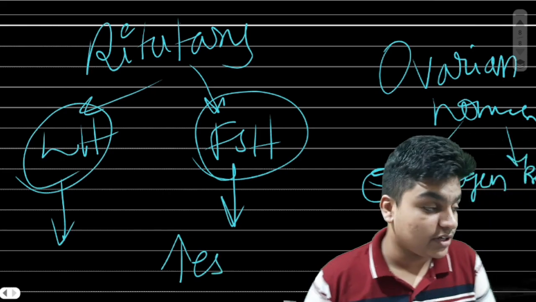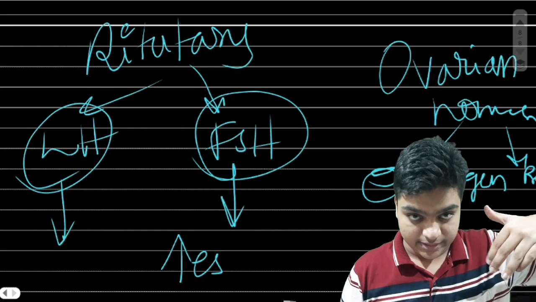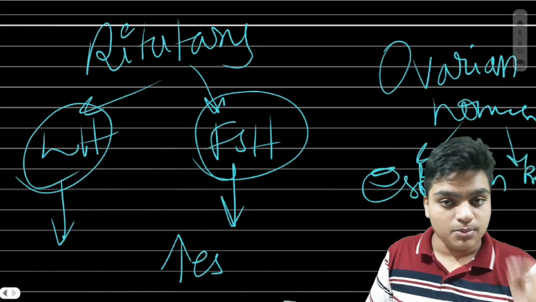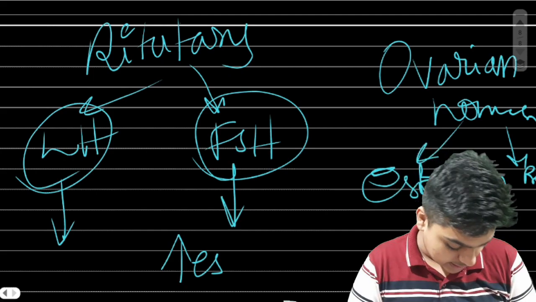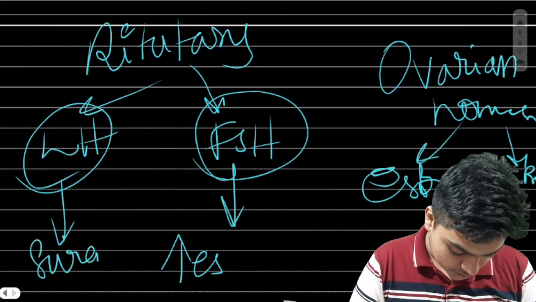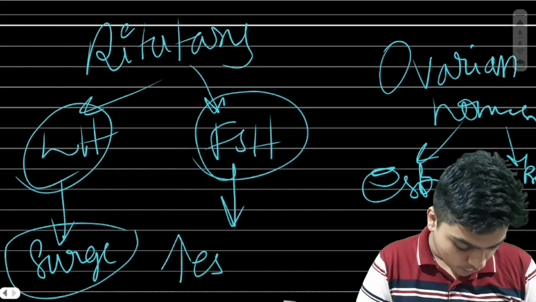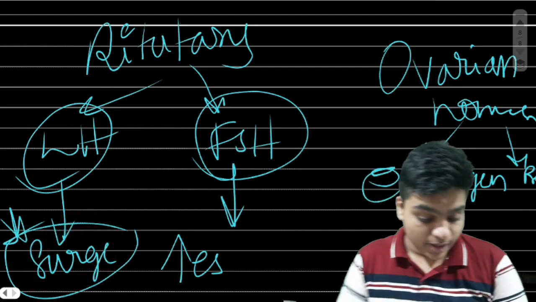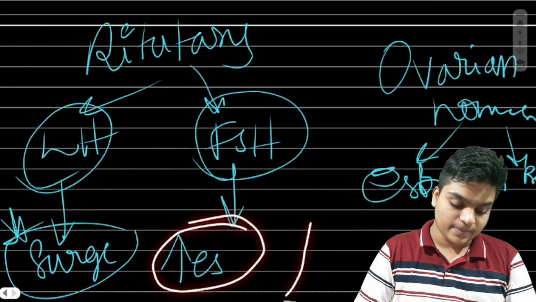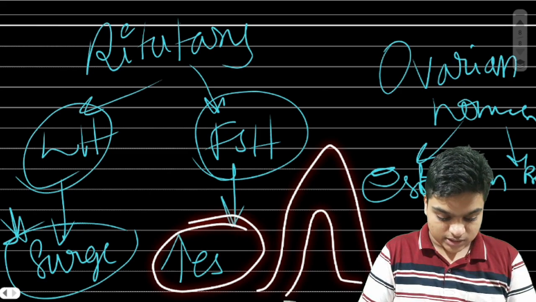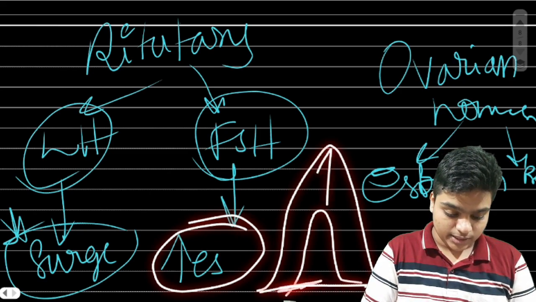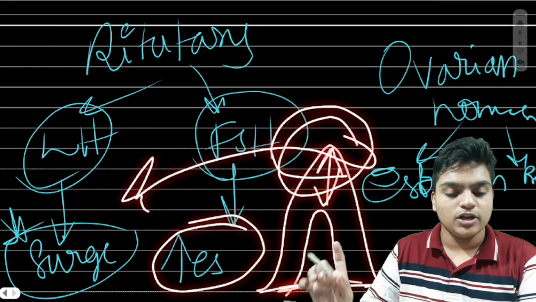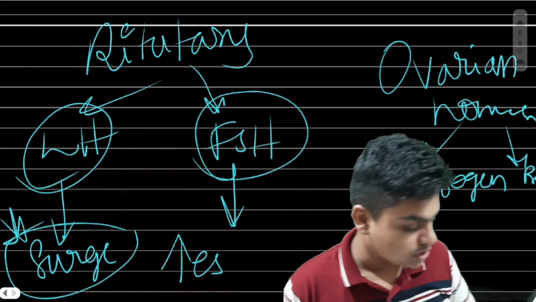If you see the graph in your NCERT, there would be a peak like this for FSH, and then they become constant. At the time of ovulation, the 14th day, there is a surge of LH, and due to this surge, ovulation occurs. Ovulation occurs due to the LH surge. This is very important. FSH also rises a bit like this. This is your LH, this is your FSH. There is a bit of rise, and this much rise in the LH causes the ovulation. That is called the LH surge.